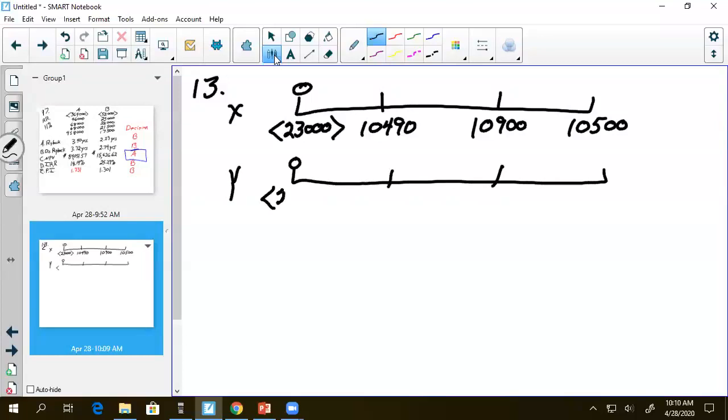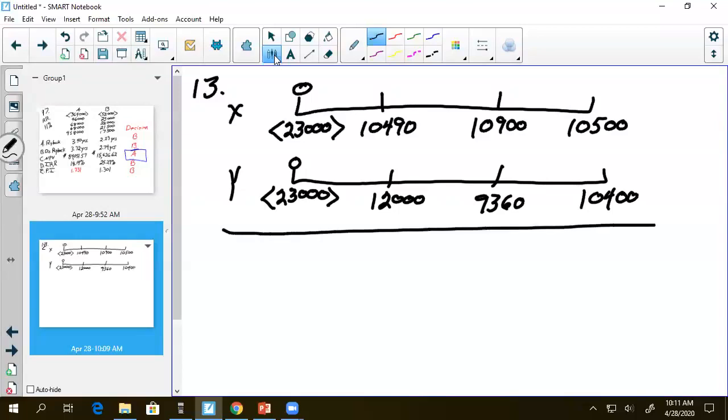Project Y costs us $23,000 to get started, and then 12,000, 9,360, and then 10,400. They tell you to sketch the net present value profile. Forget that, you can't do that here. So we're going to subtract these out and do a timeline.